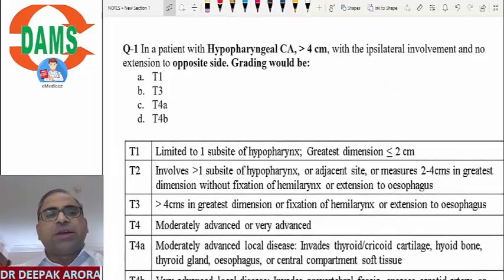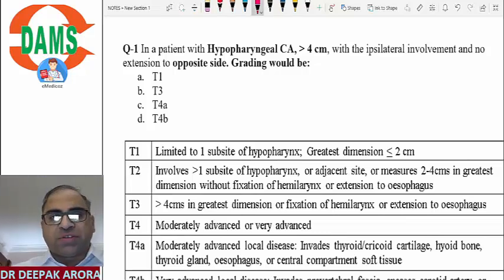Let us start with the ENT segment. So, the first MCQ, beta, and with the help of these MCQs, I am giving you must-read topics. These are the important points for the upcoming FMGE examination.